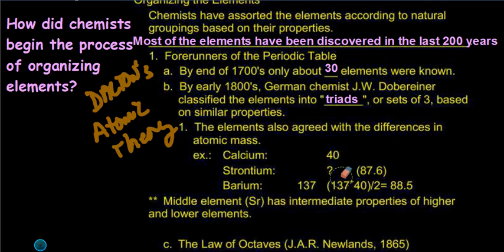Not only does strontium have an atomic mass right in between barium and calcium, it also has physical and chemical properties that are right in between them. It's a little bit more metallic than calcium, and a little bit less metallic than barium, and has other properties like that.